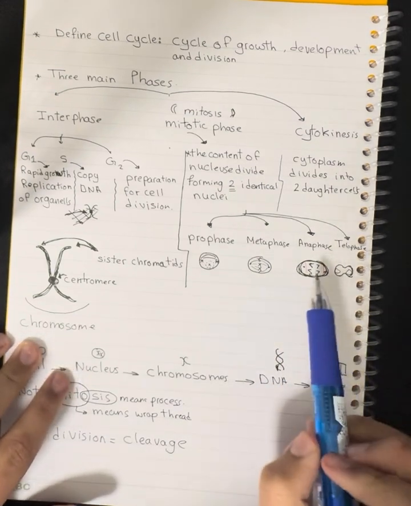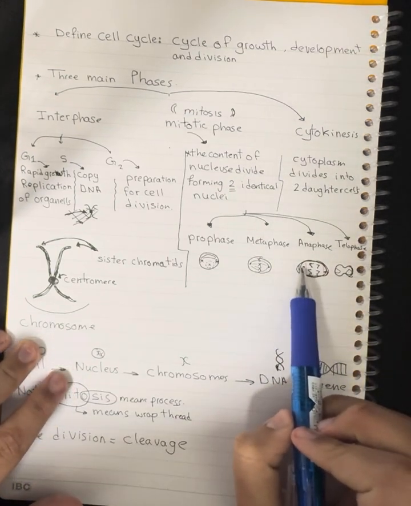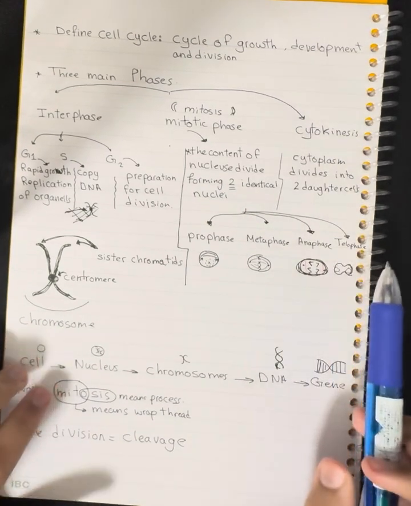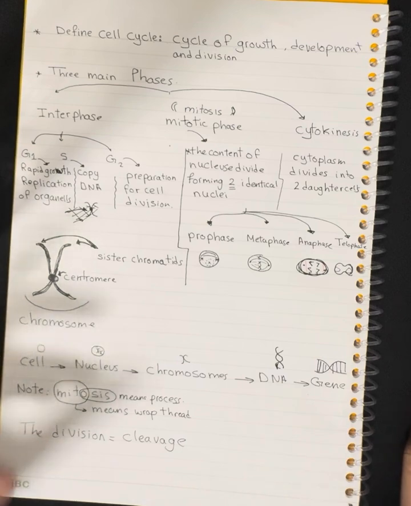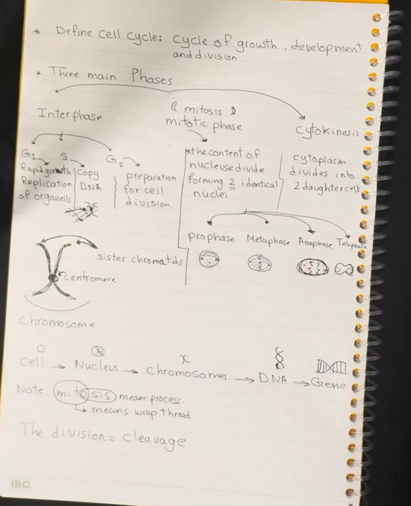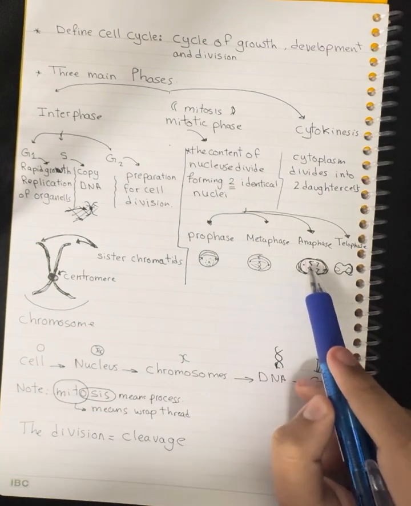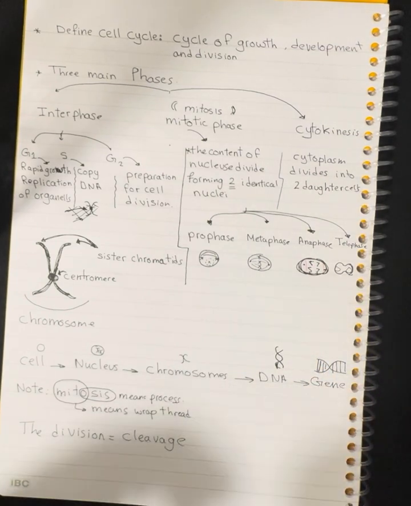So one sister chromatid goes here, the other one goes there. If you're asking what the sister chromatids are getting pulled by, it's spindle fibers. Spindle fibers attach to the sister chromatids, and they get pulled apart.